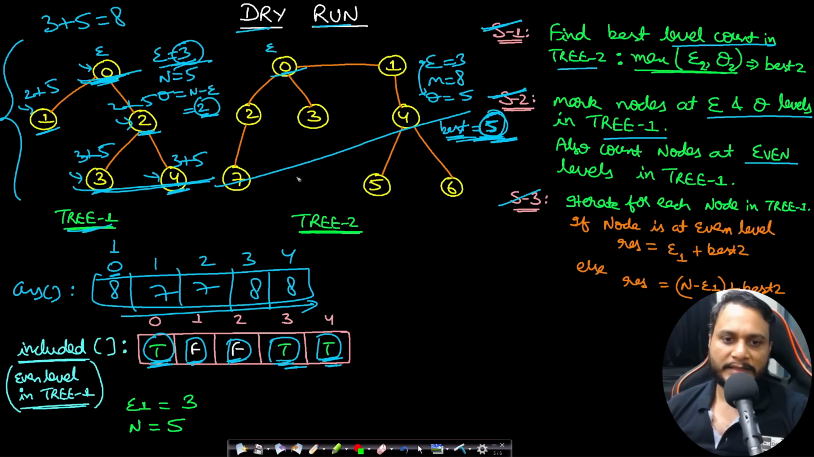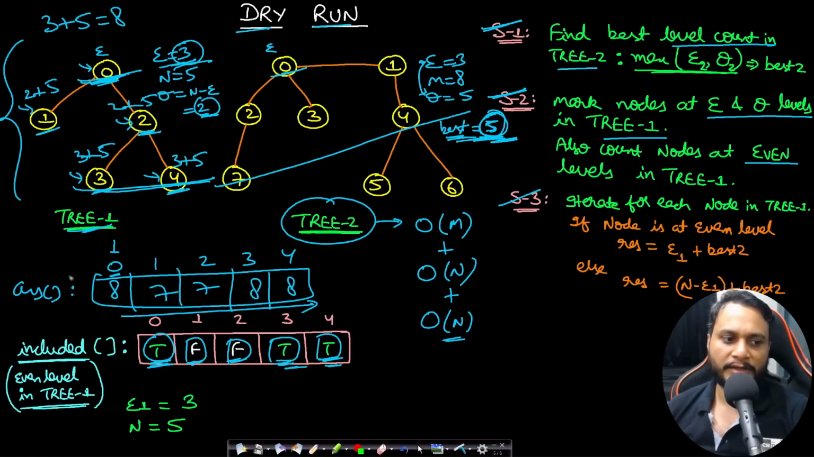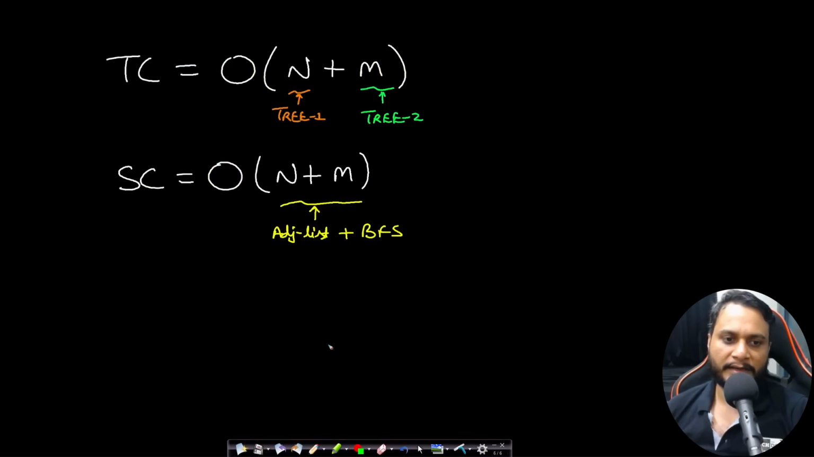Now, in this entire process, tree 2 pre-processing will take order of m time. Then tree 1 pre-processing will take order of n time. On top of it, we are doing just order of n total operations to build the answer. So the total time complexity is n plus m, where n is the number of nodes in tree 1 and m is the number of nodes in tree 2. The space complexity will be n plus m, which is taken by the adjacency list as well as the BFS, that means the queue. So I hope this entire approach is clear. Let's now look at the code.